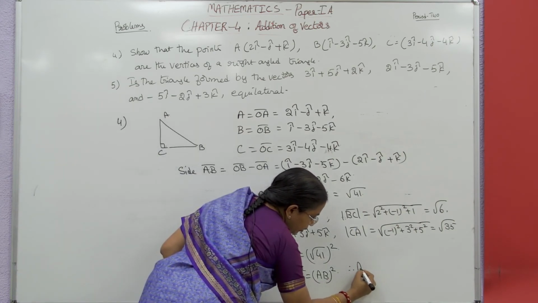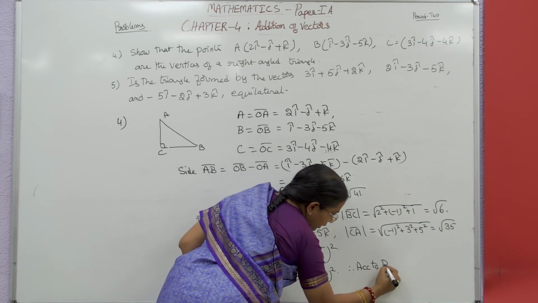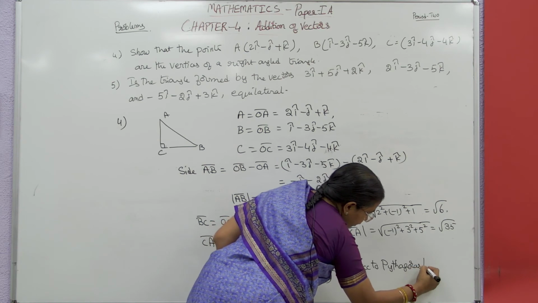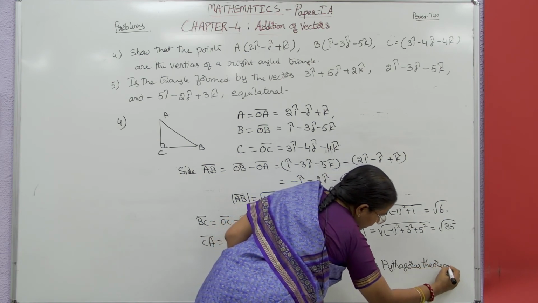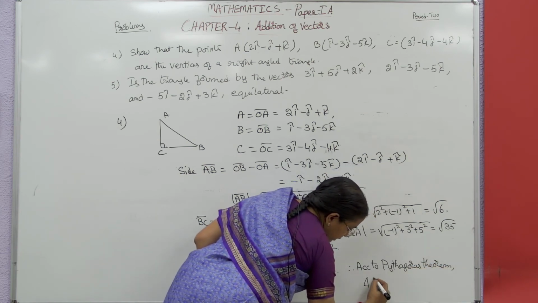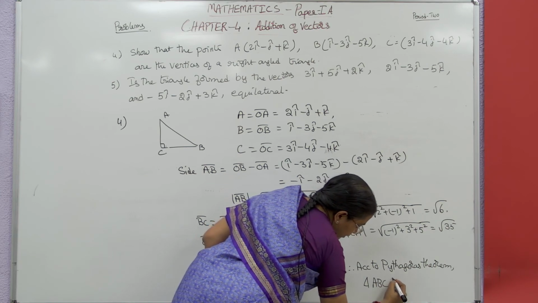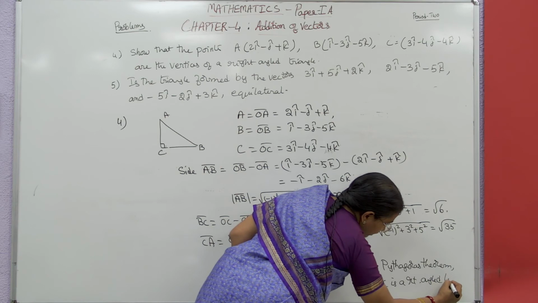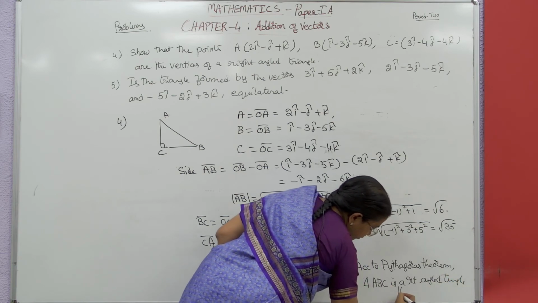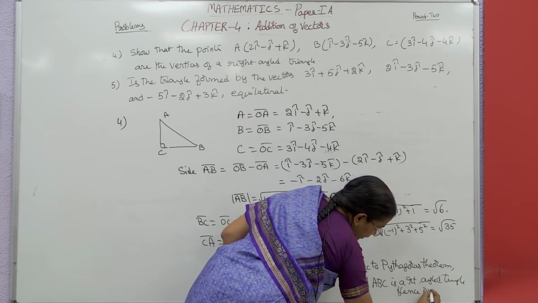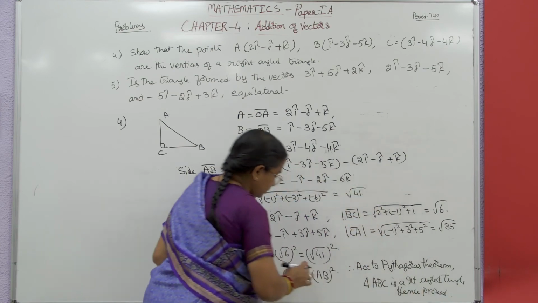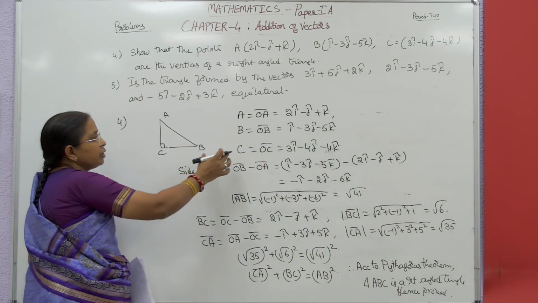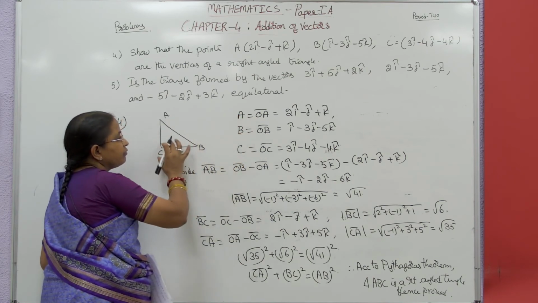So therefore, according to Pythagoras theorem, triangle ABC is a right angled triangle. Hence it is proved. It is a right angle triangle, hence it is proved. So we proved that it is a right angle triangle. So here A, B, C are the vertices.